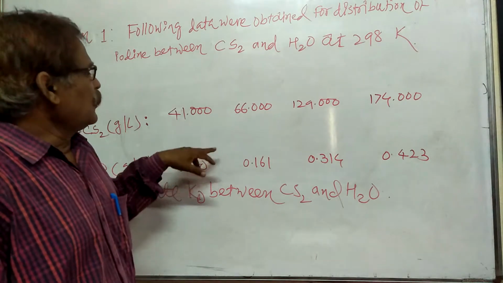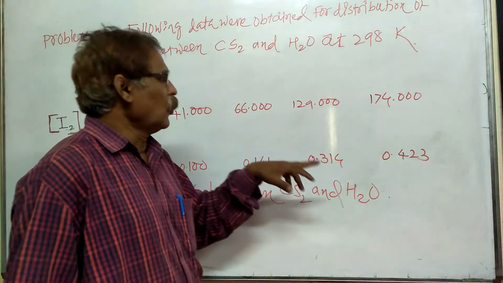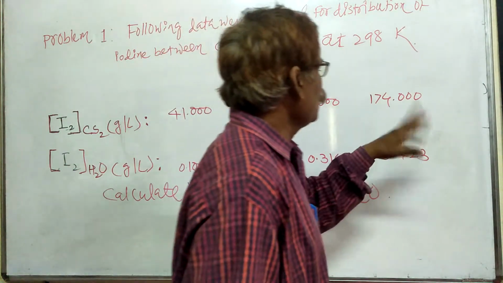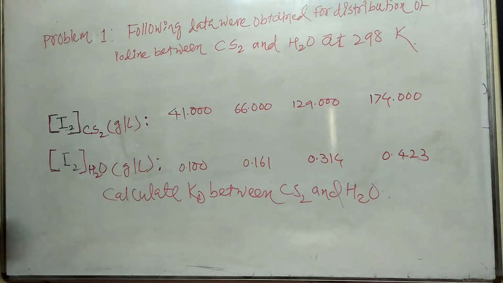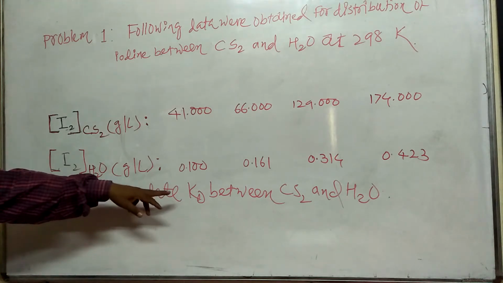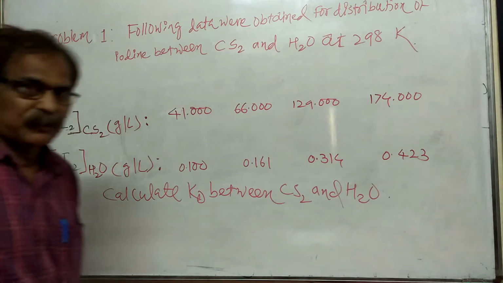0.100, 0.161, 0.314, 0.423. We have to calculate Kd, that is partition coefficient between carbon disulfide and water.